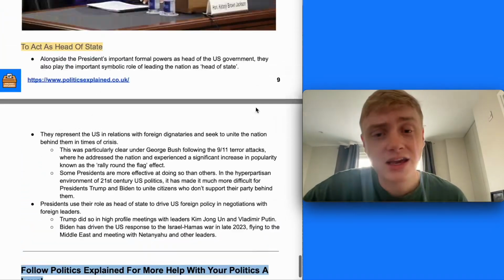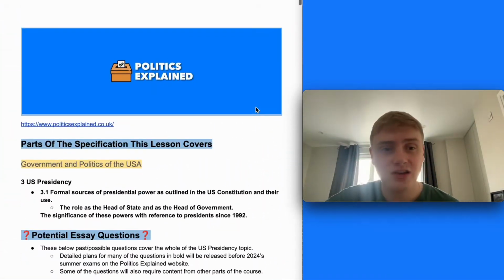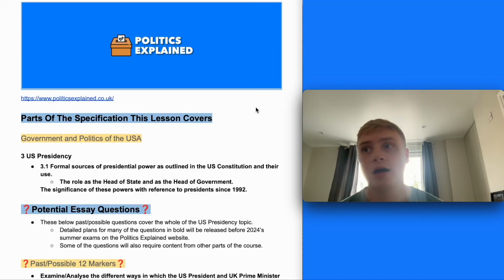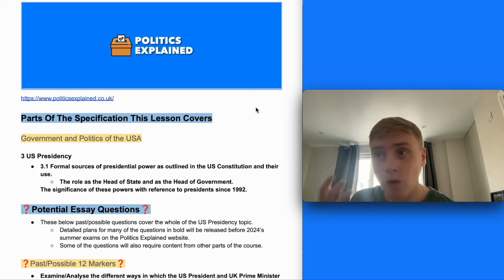So yeah, that's everything in terms of the formal powers of the presidency, which, as I said, are those written down in the Constitution. There are going to be 4 more videos on the presidency, including the informal powers, a video on foreign policy, one looking at the varying nature of presidential power, and one final one on the key debates and interpretations in relation to the US presidency.